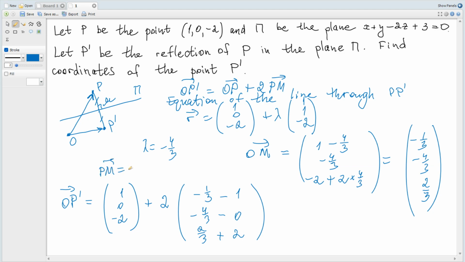Or the PM vector is, not OP, PM, it's OM minus OP. It's directly the difference for vectors, or you can use the triangle rule for the sum. PM, move from P to M, so it becomes PO plus OM, and PO is minus OP.